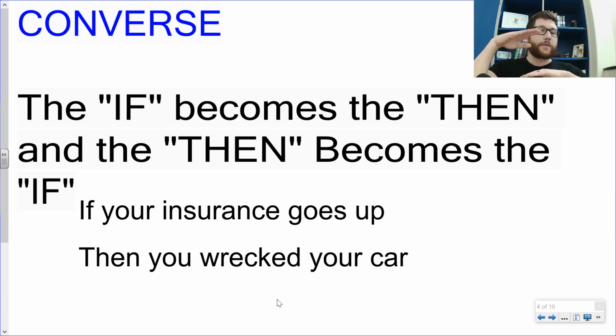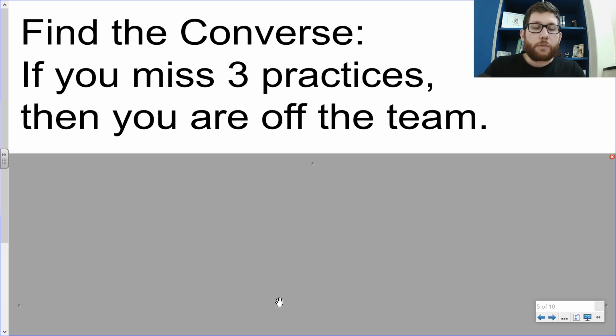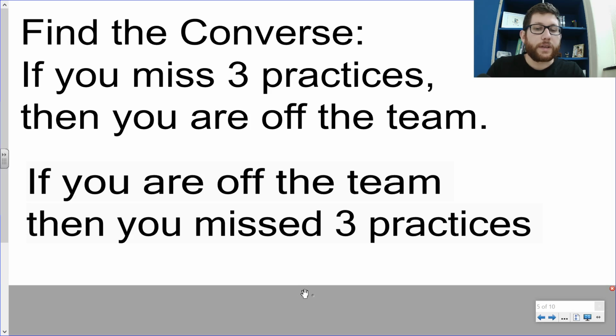Notice how we keep the if and the then right where they're at. We take the statements that go along, the hypothesis and conclusion, and we swap them. If your insurance goes up, then you wrecked your car. Again, don't get too hung up on if that's true or not. Just focus on the switching part. Let's look at one more example of converse. If you miss three practices, then you're off the team. What would our converse be? Well, our converse would be if you're off the team, then you missed three practices.